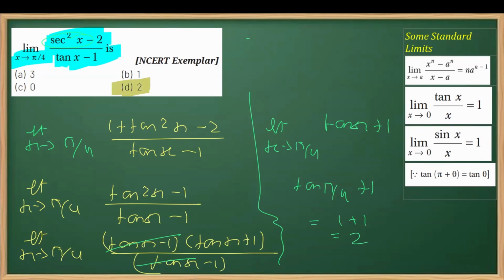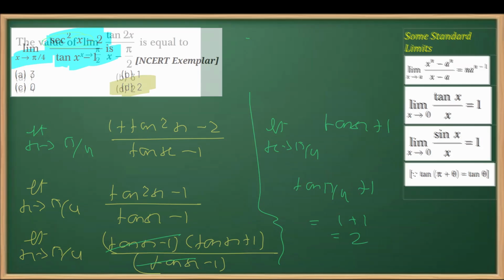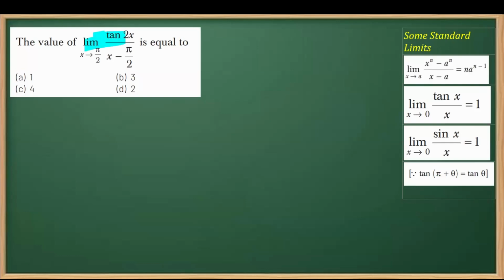Yes, we have an option, that is D is the correct option in this case. The question here is to evaluate this function, that is the limit of tan 2x over x minus pi by 2, as x tends to pi by 2. So what we'll do here is change the limit by substituting x minus pi by 2 as y. So from here, it implies that x is pi by 2 plus y.